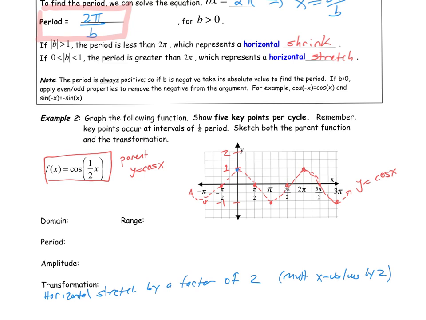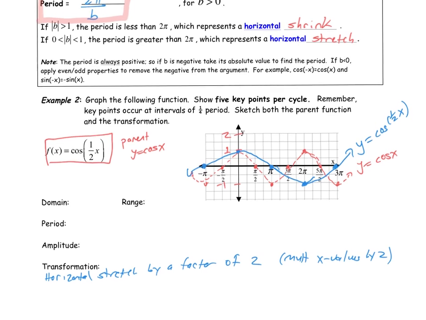Pi over 2, 0, multiplying the x value by 2 would put me at pi. I used to be at pi, negative 1. Multiplying pi by 2 would go to 2 pi, so I'm at 2 pi, negative 1. 3 pi over 2, 0. Multiplying 3 pi over 2 by 2, the x value would put me at 3 pi, 0. And I was at negative pi over 2, 0. Multiplying the x value by 2, negative pi over 2 times 2 would put me at negative pi, 0. And now I can sketch the transformed function, y equals cosine of 1/2 x. Let's do the analysis.